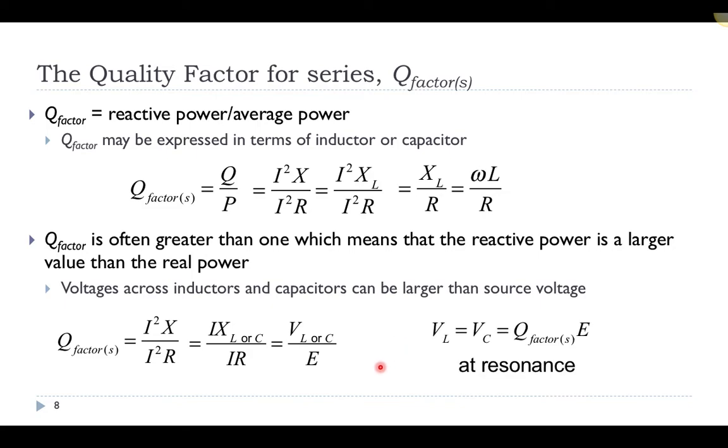And so essentially this quality factor, this number, is telling us the maximum voltage across the inductor or the capacitor compared to the source. So if your quality factor was 10, that means that the maximum voltage across the inductor and the capacitor is 10 times the maximum voltage of the source. So the quality factor is a nice thing to know, because it tells you how big of voltages you're getting across those reactive components.